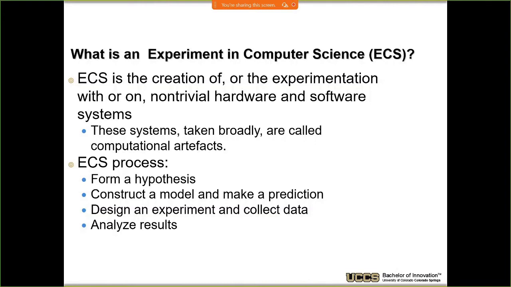So we want to form a hypothesis, construct a model and make a prediction, design an experiment, collect data and analyze the results. Notice this is not, I'm going to build a program and then figure out what it did after I'm done. This is, I want to really do science: I want to have a hypothesis, construct a model, make a prediction, design an experiment, which will be part of what we're going to be talking about today, and then analyze the results. Now, does that mean I don't run experiments and then form hypotheses? No, because this is a loop, right?